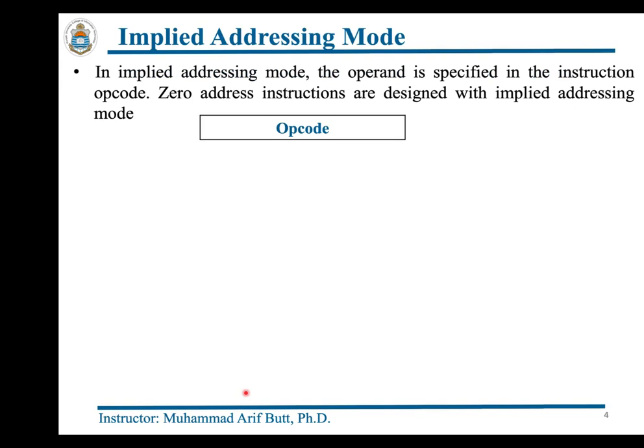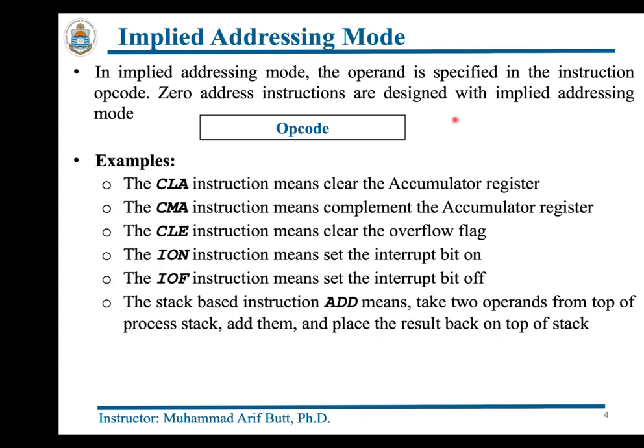Let us move on to the first type of addressing mode that we are going to discuss today, that is implied addressing mode. Dear students, in implied addressing mode, the operand is specified inside the instruction opcode. The zero address instructions are designed with this sort of addressing mode. Examples: the CLA instruction means clear the accumulator register, and the CMA instruction means complement the accumulator register, and so on.